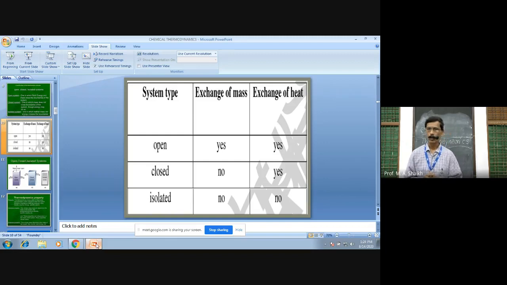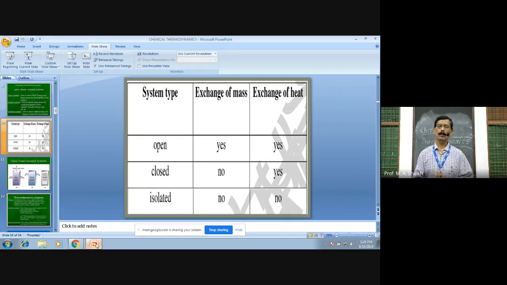For the second vertical column, heading is exchange of mass, or we can say matter. For the third vertical column, heading is exchange of heat. Heat is one kind of energy. Exchange of heat energy. Now, see for the open system. In open system, both energy or heat energy and mass or matter exchange in between system and surroundings. Therefore, for both places, for exchange of mass and exchange of heat, you have to write yes word.